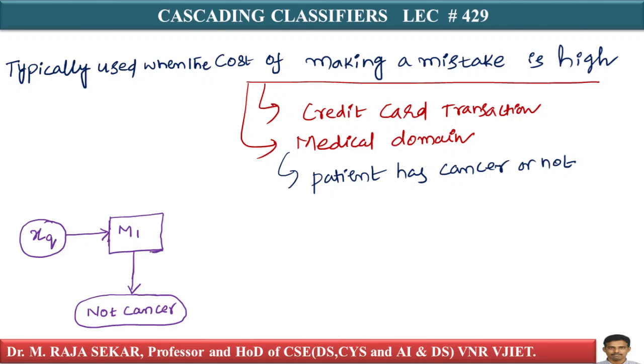If this model is very sure that the patient does not have cancer, it will say not cancer, isn't it? Even if it has a small doubt, even if it is slightly not sure, then it would go to a more complex model, isn't it? M2 is more complex than M1. Even if this model M2 also says not cancer, well and good. Even if it has a small doubt, it would keep going on.